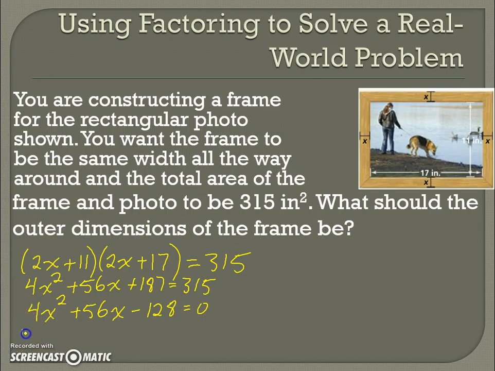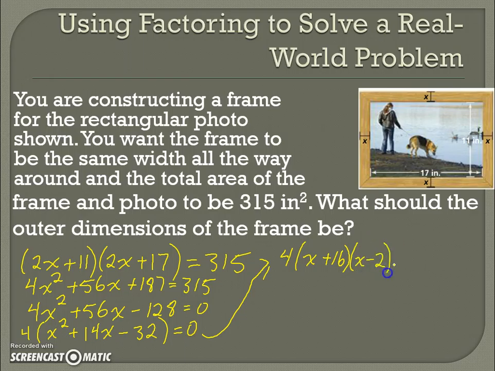And so I'm left with x squared plus 14x minus 32 equals 0. I'm going to come over here so I have a little bit more space. And then, so I need two factors of 32. I have a difference of 14, so I get x plus 16, x minus 2 equals 0.